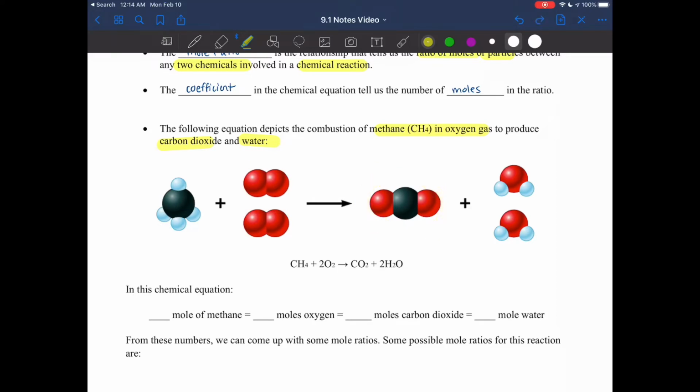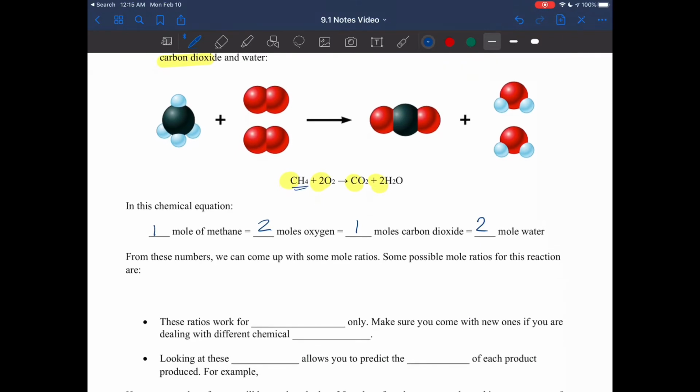You can just see how all these different atoms take up space, and we actually have the right number of atoms here, and then the balanced equation below this picture. So in this chemical equation, we can look at these coefficients, and since there's no coefficient, there's 1 mole of CH4, and for every 1 mole of CH4, we have 2 moles of oxygen, 1 mole of carbon dioxide, and 2 moles of H2O, water.